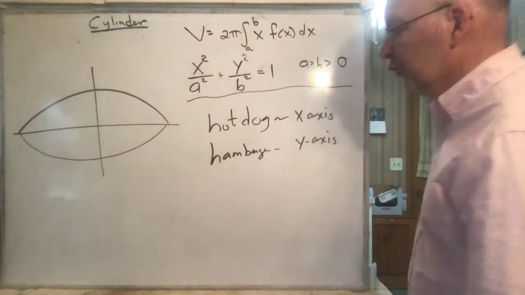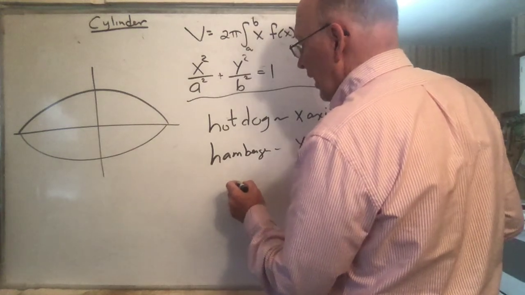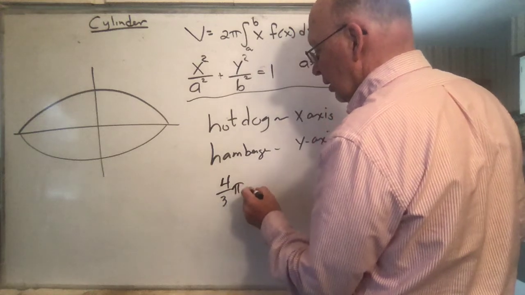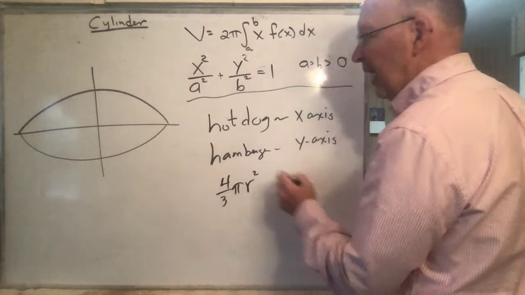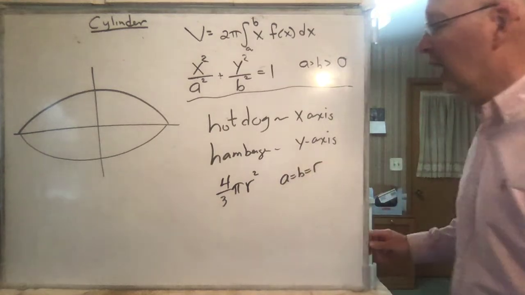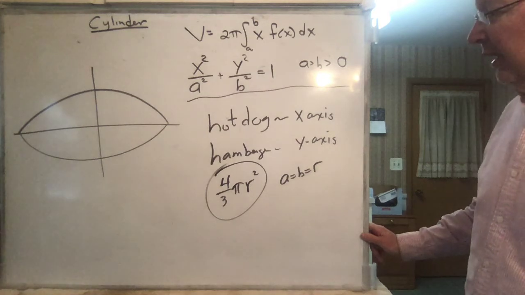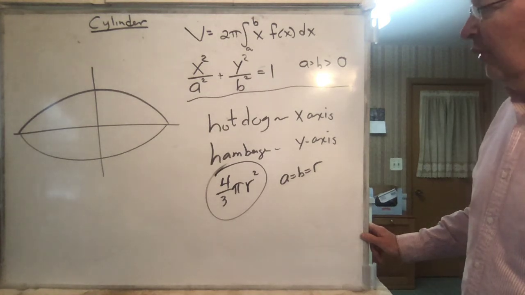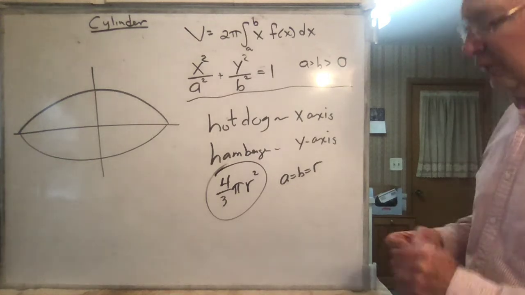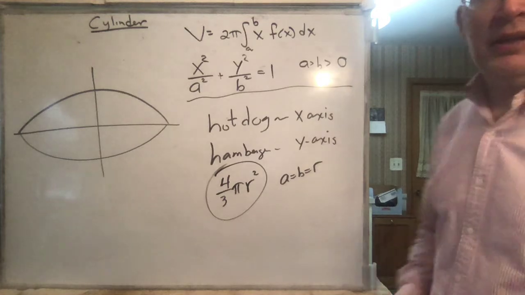And here's what you know for sure. You know that whatever answer you get had better turn into this answer when a is equal to b, right? If a is equal to b, which we can then call r, it had better give you this, because that's then your sphere. So that's one way to check it out. In fact, I'm not going to tell you anything more. I'm going to turn off the video before I'm tempted to tell you the answer. Okay, so see what you can find.